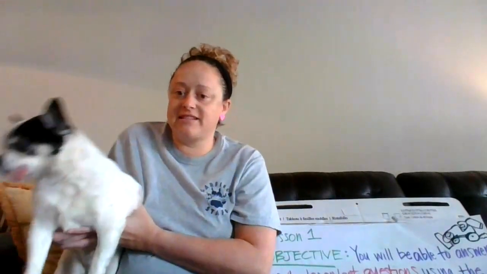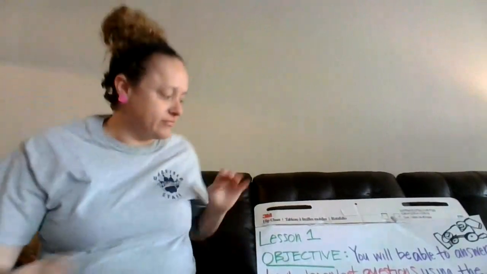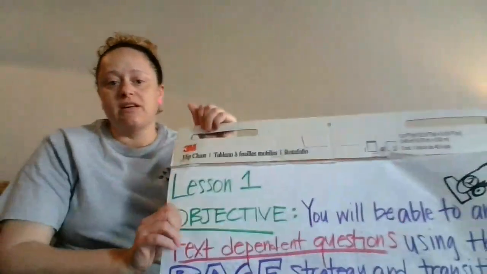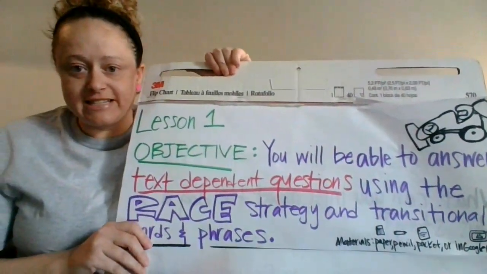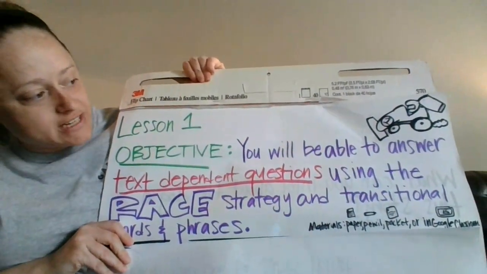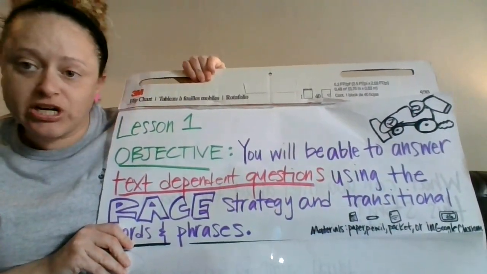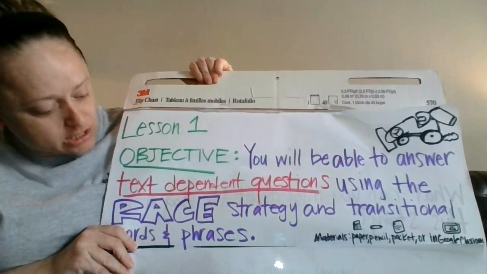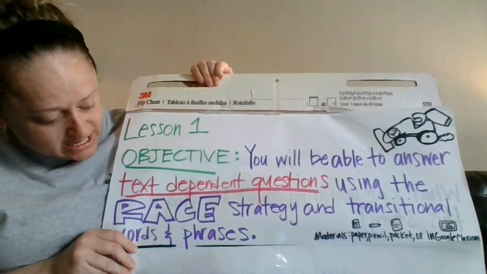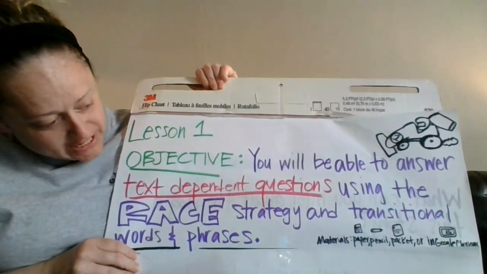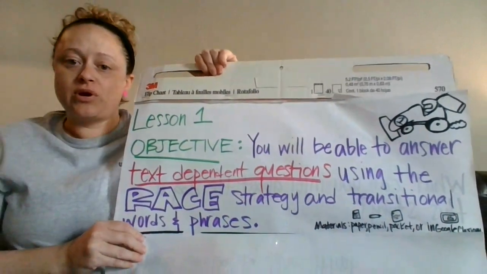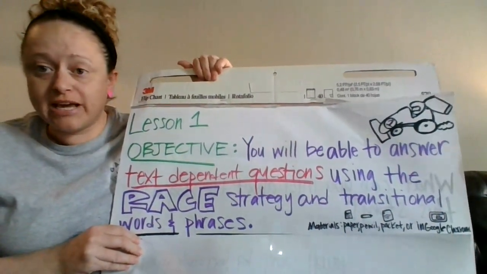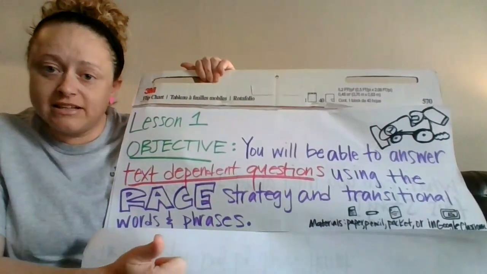I'm going to put my assistant down here. All right, so this is our goal for our lesson today. And our objective is you will be able to answer text-dependent questions using the RACE strategy and transitional words and phrases.